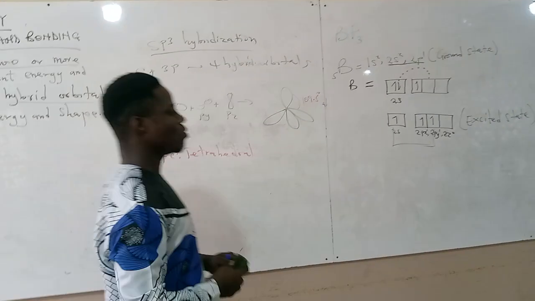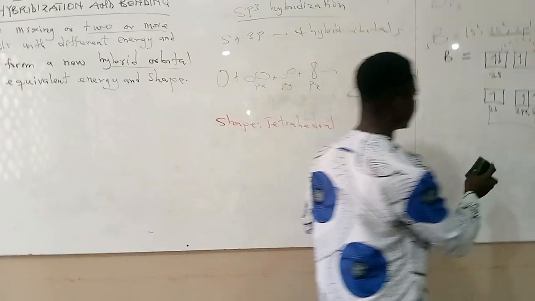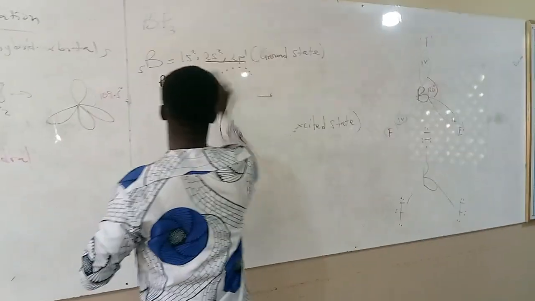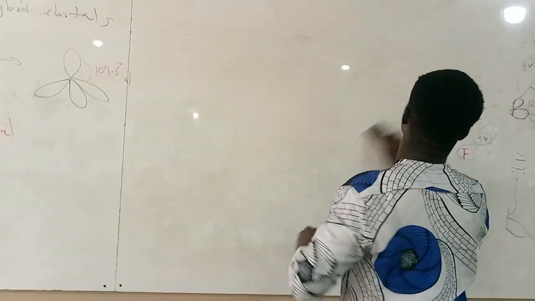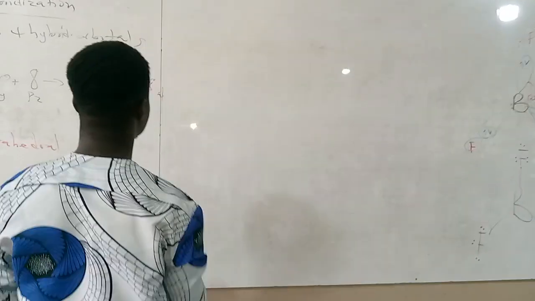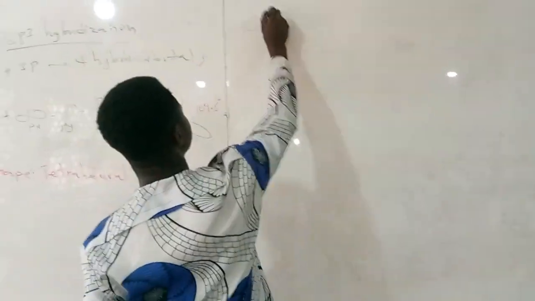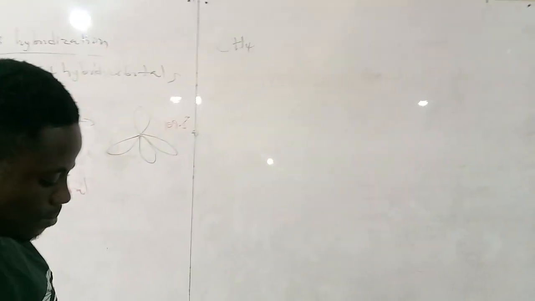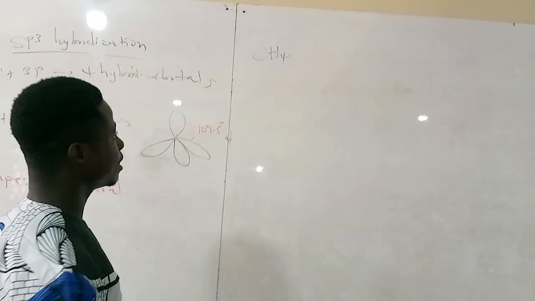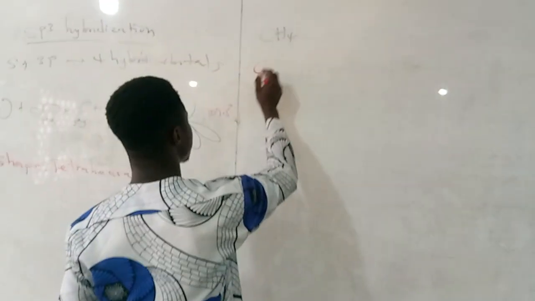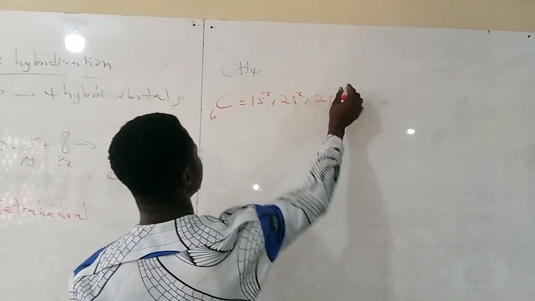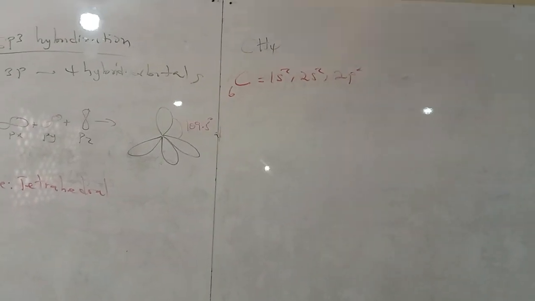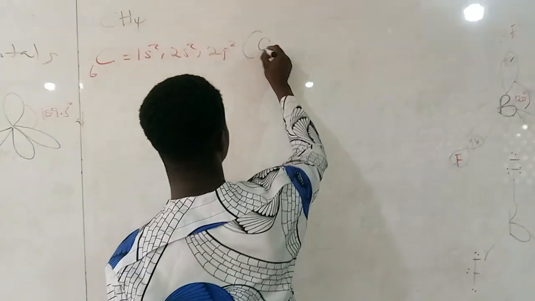Let's look at a typical example of how sp3 hybridization is formed, just like we did for the others. Here, we will not waste time; I've explained a lot of concepts on these already. The typical example I will use is methane, CH4. First, I have to pick the central atom, which is carbon, atomic number 6: 1s2, 2s2, 2p2. This is the ground state electronic configuration.